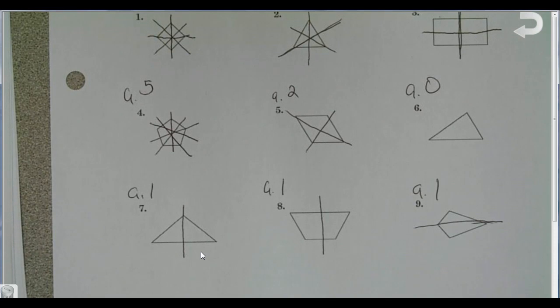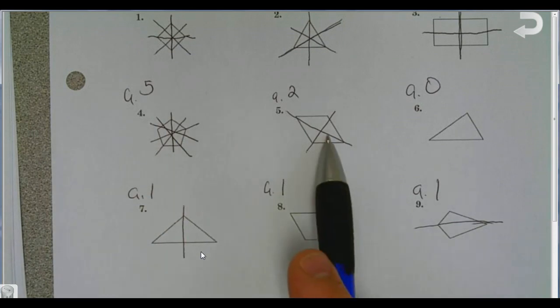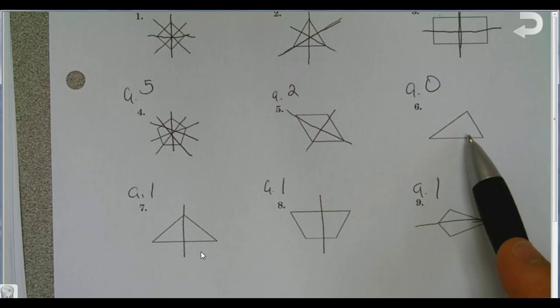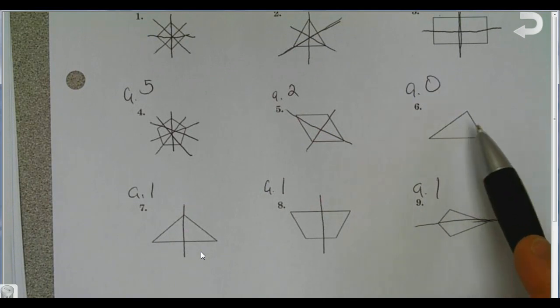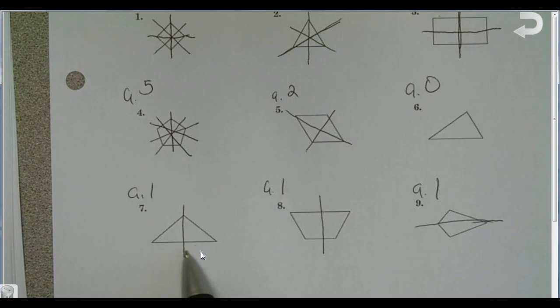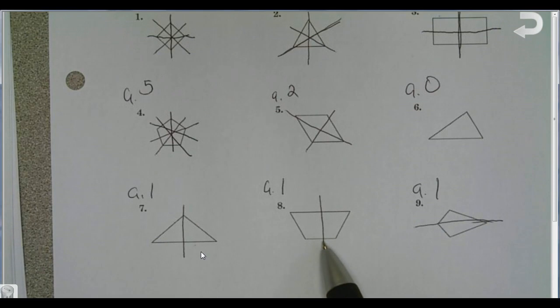Alright, so we've done the lines of symmetry for 4 through 9. As you can see here, this was a regular pentagon, so it had the full 5. Irregular quad, so it only had 2. Irregular triangle, so it had 0. There was no way to break this up so that both sides were equal. Number 7, again, an isosceles triangle, so you could get 1. And then irregular quad, so you could get 1. And then with the kite, you can get 1. So that covers line symmetry.